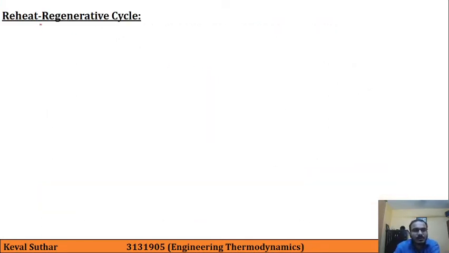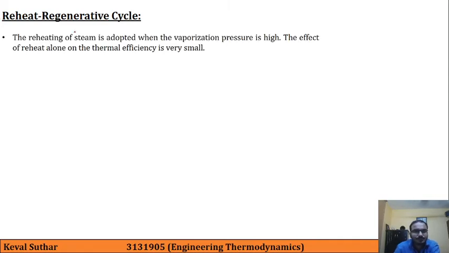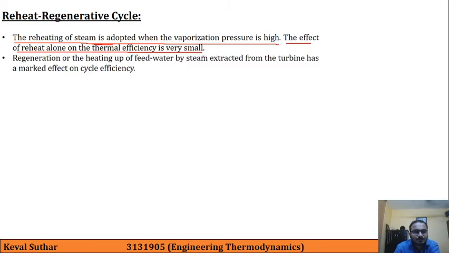Now our next theory is reheat regenerative cycle. So we will be combining the effects of reheat and regeneration together. So here the reheating of steam is adopted when the vaporization pressure is high. The effect of reheat alone on thermal efficiency is very small.